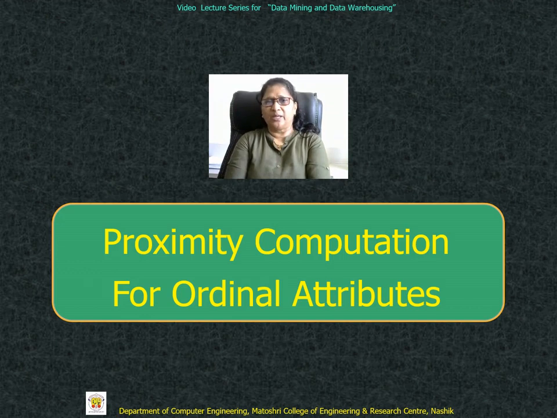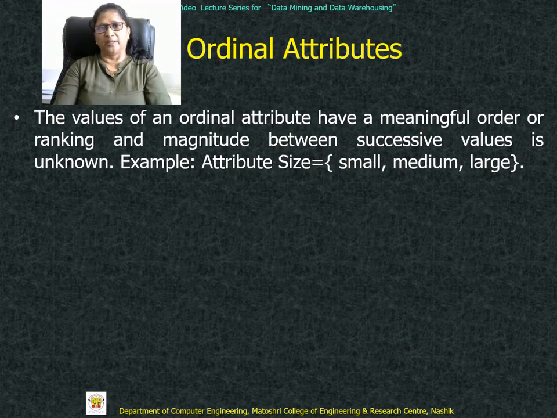Up till now what we learnt was computing proximity, that is, specially distance, for attributes which were of numeric type. Now let us learn how to compute proximity for ordinal attributes. The values of ordinal attributes have a meaningful order. We have learnt in the first unit the types of attributes, where we learnt about numerical, ordinal, then interval scaled and ratio scaled.